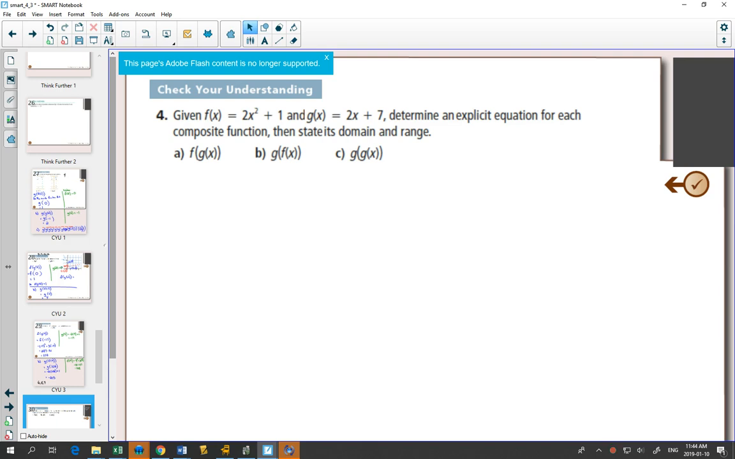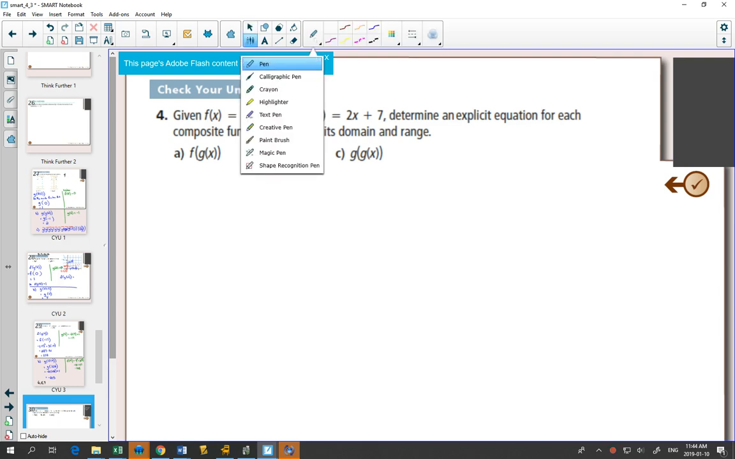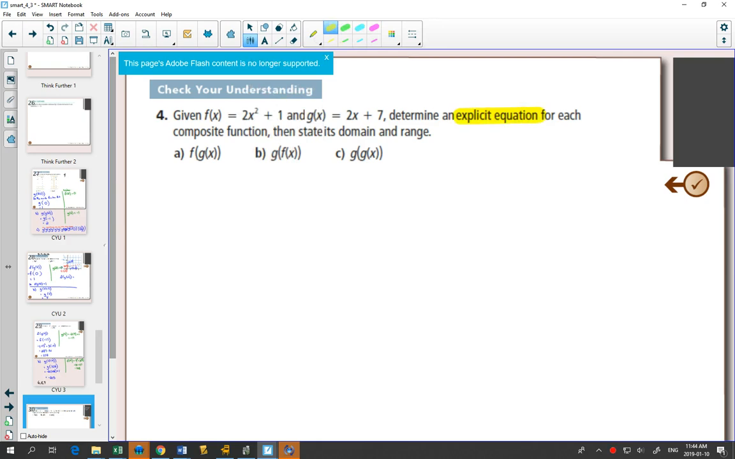Example 4 says, determine the explicit equation. So we've seen this terminology before, right? Explicit equation means that you just have x's, just the algebra on the right-hand side, no function notation. And we have f of g of x. So what does that mean?